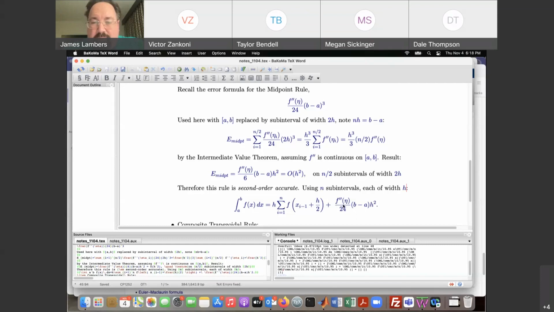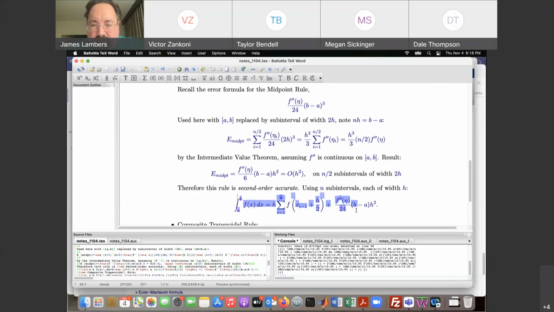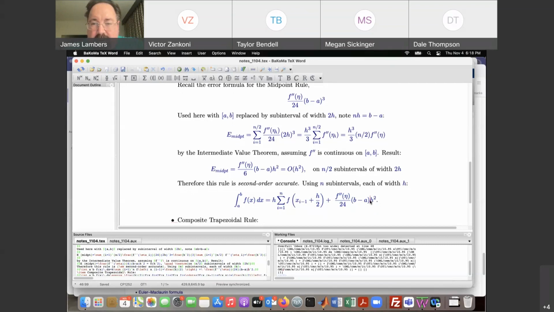Because now the midpoint is being applied on an interval that is half the size of the previous case. So this is how it's commonly written. Now, what we see here is the error is order h squared.